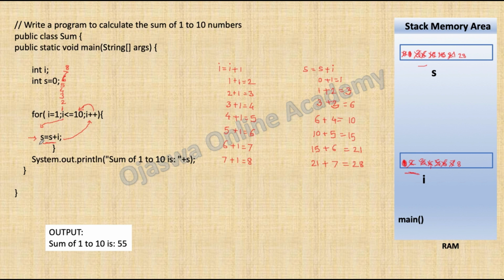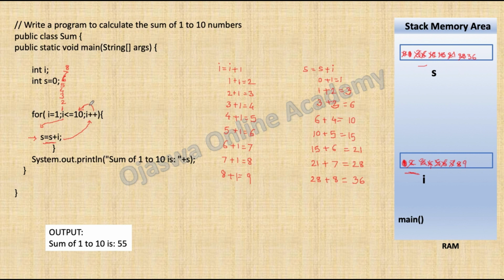Control comes inside. s equal to s plus I is executed. Value of s is 28 plus value of I is 8, which is equal to 36. Now the updated value of s is 36. 28 is replaced with 36. After this statement is executed, control goes to the increment statement. I equal to I plus 1 is executed. Value of I is 8 plus 1 equal to 9. 8 is replaced by 9. And now the updated value of I is 9.